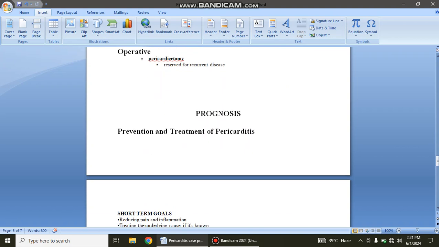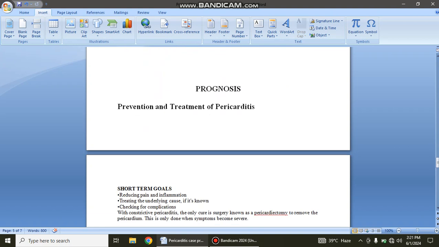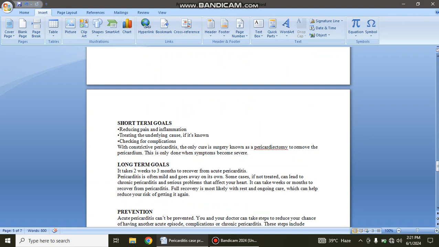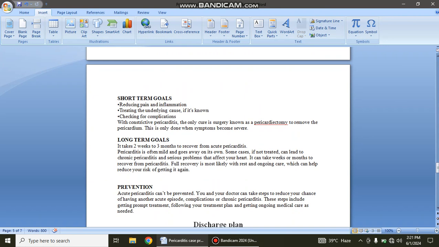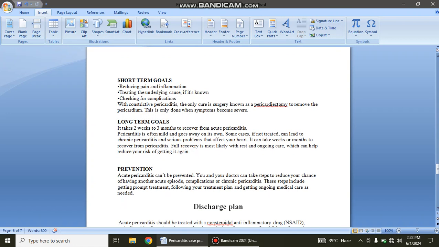Prognosis, prevention and treatment of pericarditis. Short-term goals are the following: reducing pain and inflammation, treating the underlying cause if it's known, checking for complications. With constrictive pericarditis, the only cure is surgery known as pericardiectomy to remove the pericardium. This is only done when symptoms become severe. And then there are long-term goals.